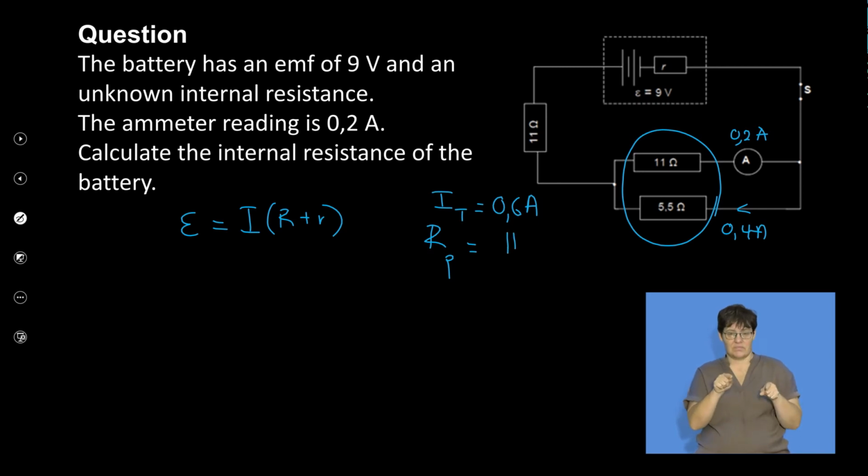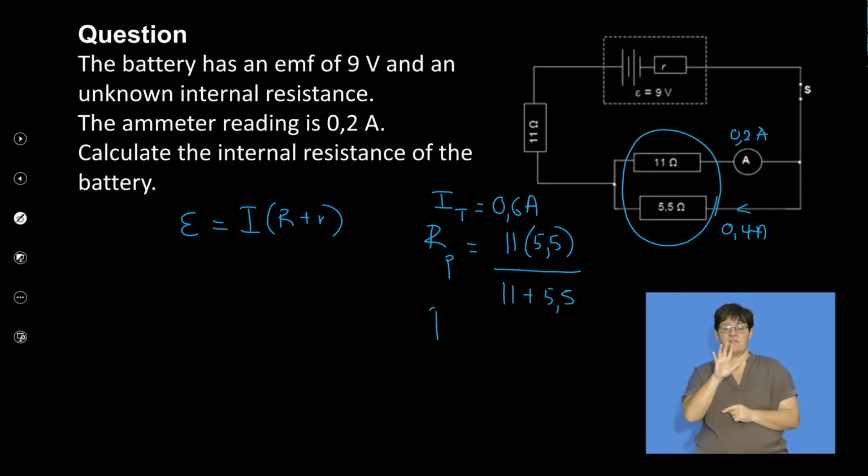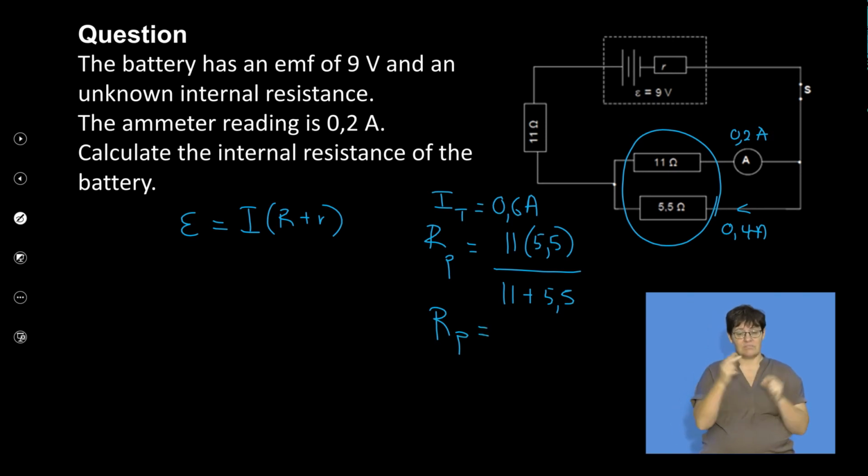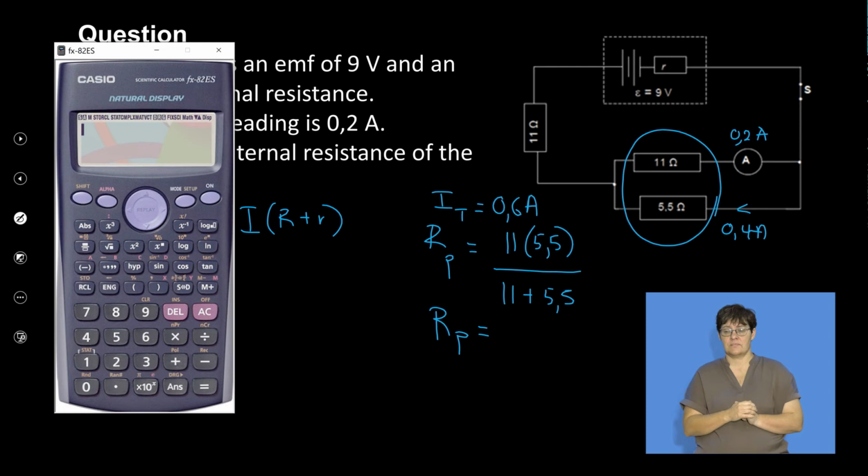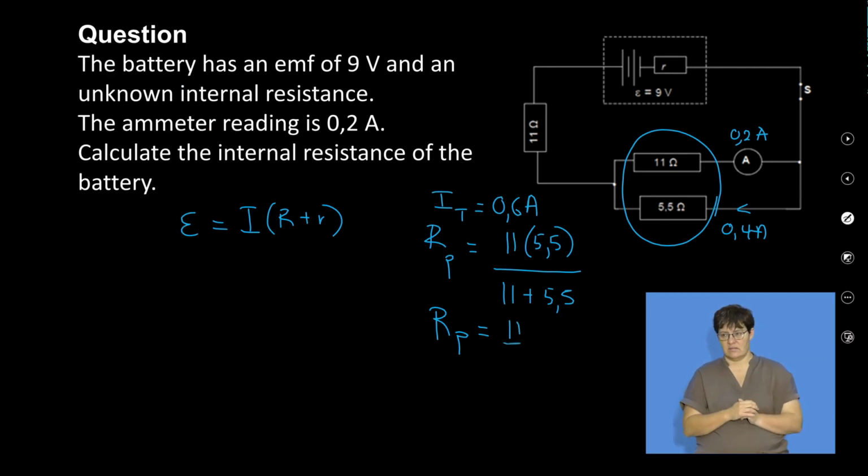So the product is 11 multiplied by 5.5, divided by the sum, 11 plus 5.5. So our R parallel is equal to, if we go to our calculator, what do we have? We have 11 multiplied by 5.5, divided by the sum of that, which is 16.5. So R parallel, in other words, is equal to, you can even leave it in that form, 11 over 3 ohms.